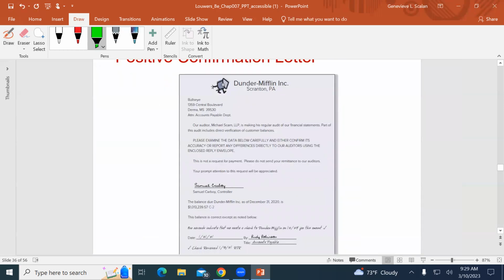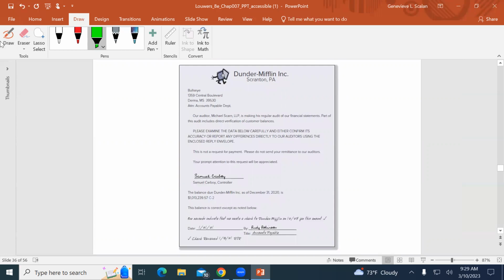And this is an example of a confirmation letter, and you can see it says, please examine the data and confirm or report any differences. So they want you to confirm. You're writing back. That's a positive. Confirm, either yes or no.